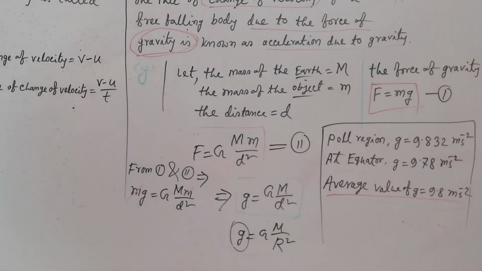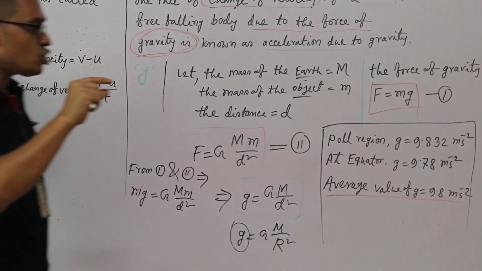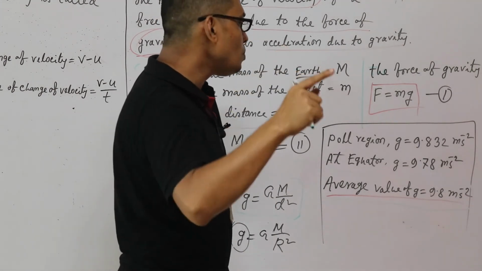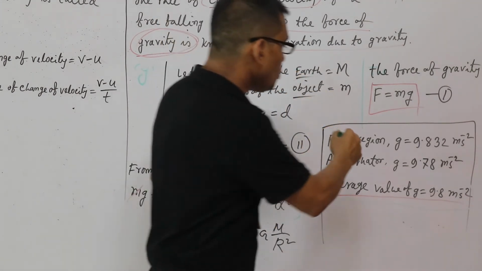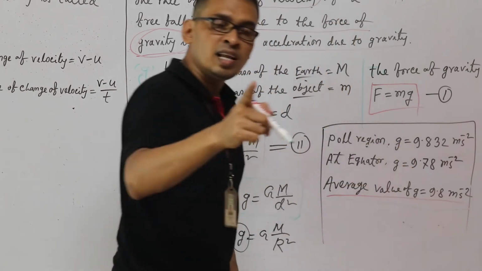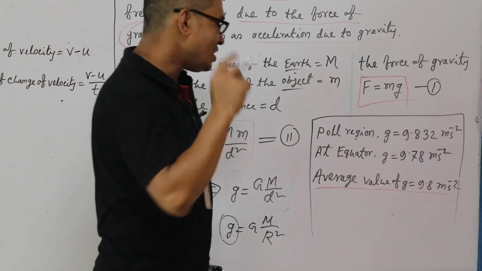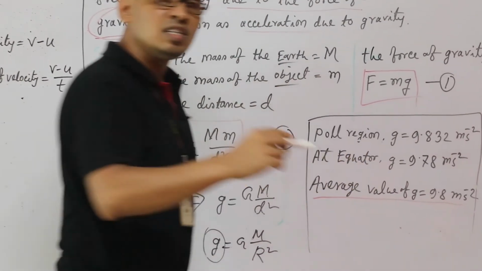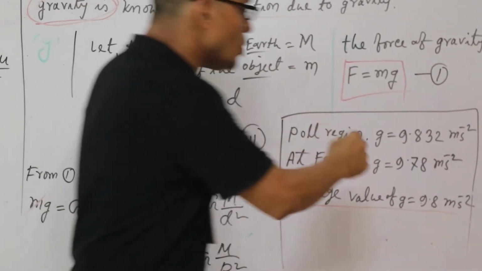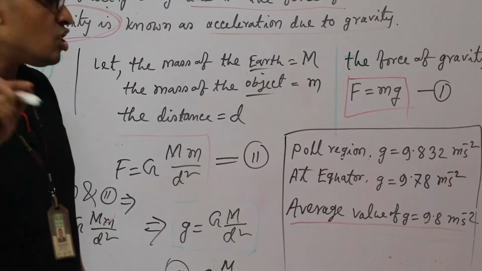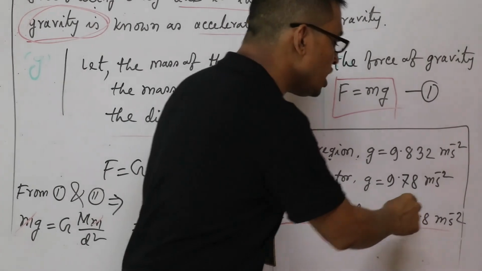As g depends on the distance, the value of g is not the same at all places of the earth. At polar region the distance is less, that's why the value of g is maximum, but at equatorial region the distance is more, so the value of g is minimum, but the average value of g is considered as 9.8 meter per second square.